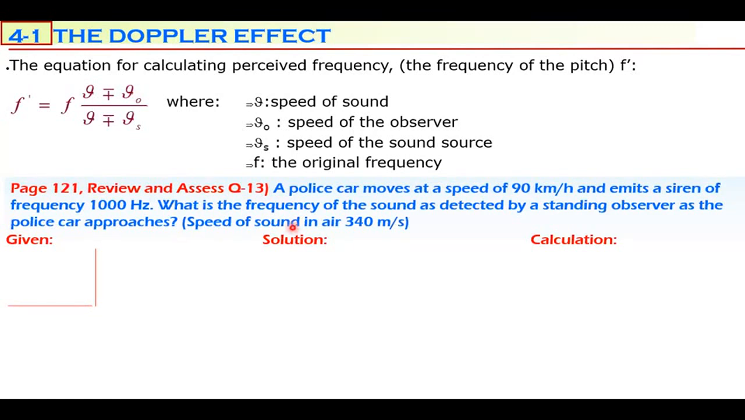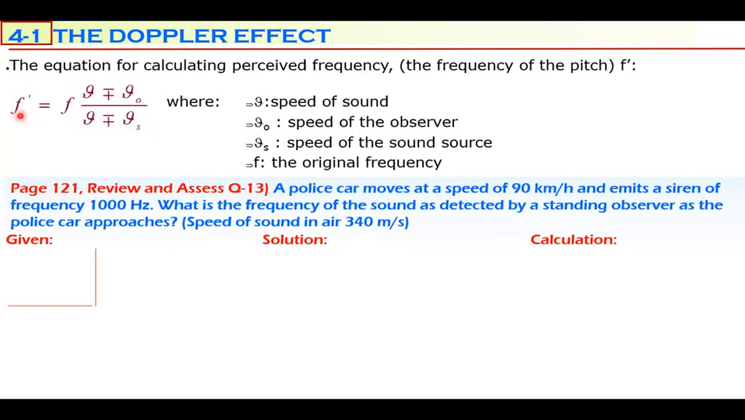And speed of sound in air is given as 340, so you are going to write 340 here. The only different thing you should determine is positive, negative, or positive and negative. Numerator, you don't care because VO is 0, but in the denominator, be careful. When they are approaching each other, f prime must be greater than f.